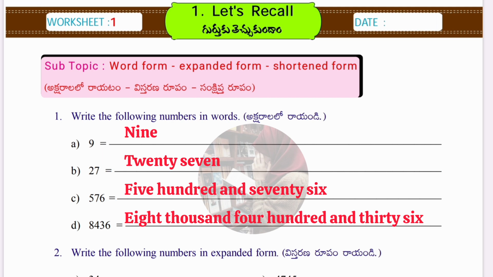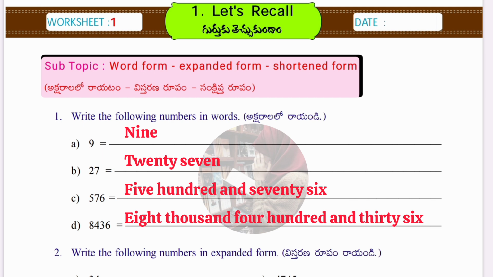So here in this video we are going to discuss 5th class maths workbook answers of first unit. Okay, so our first unit is Let's Recall. Let's see the answers of each and every worksheet. Okay, let's start. So in worksheet 1, it covered the topic word form, expanded form, shortened form. Let's see the first one.